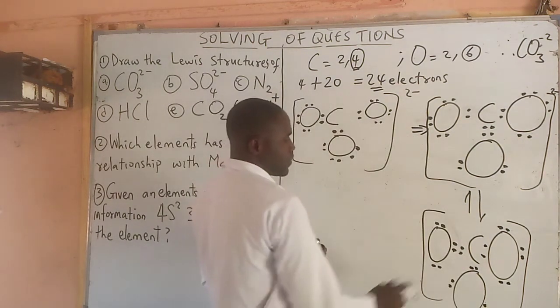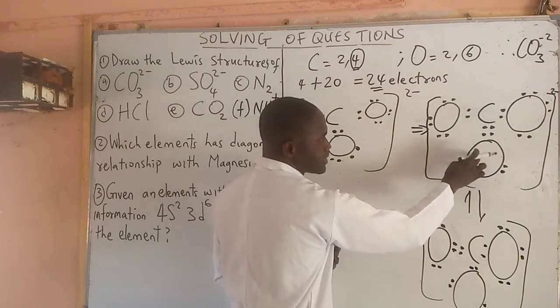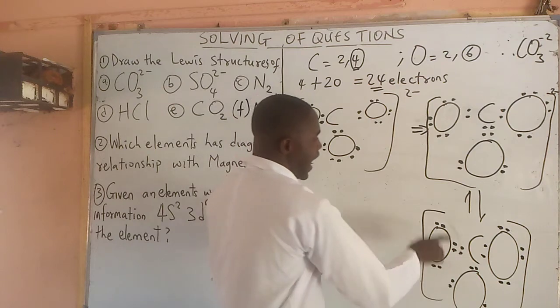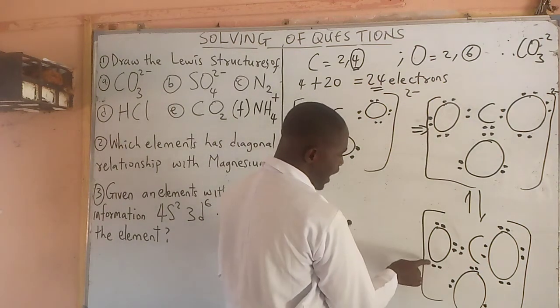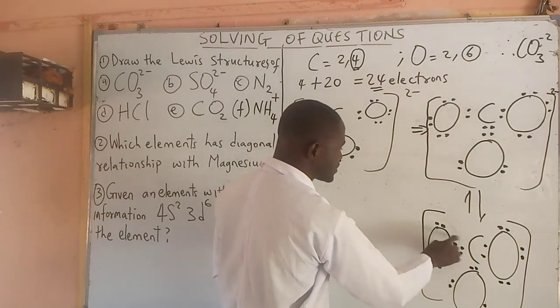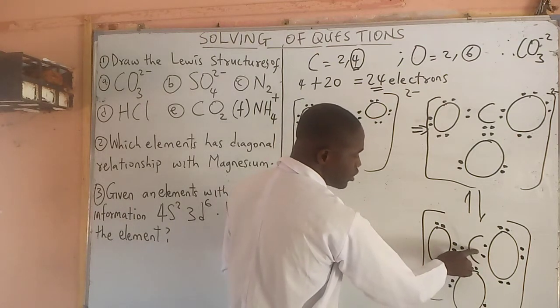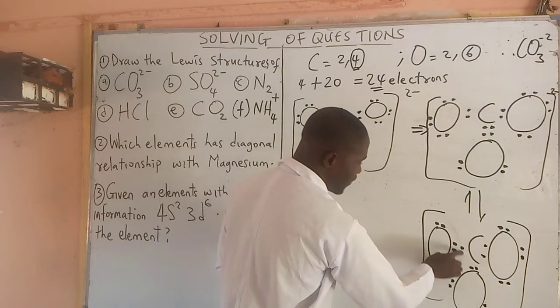As you can see, it is no longer this one that is donating to this one, it is this. As this one donates 2 of its electrons, how many electrons does it have? 1, 2, 3, 4, 5, 6, 7, 8. How many electrons does carbon have? 1, 2, 3, 4, 5, 6, 7, 8.